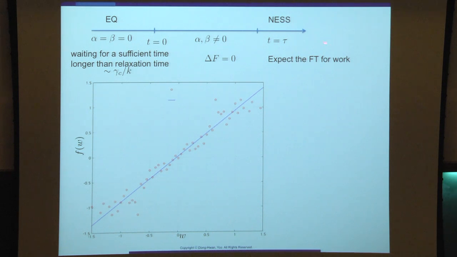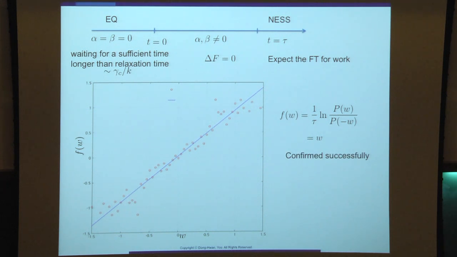If tau is a very large value, then the system reaches the non-equilibrium steady state. So in our specific case, there's no time-dependent protocol, so the free energy change is 0, and we expect the fluctuation theorem for work. This is the simulation data. Here, this function of omega is equal to this form. So this form should be W when the fluctuation theorem holds. The data fitting shows that the fluctuation theorem holds excellently.